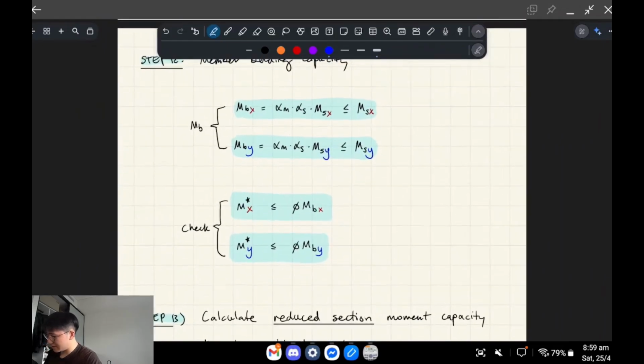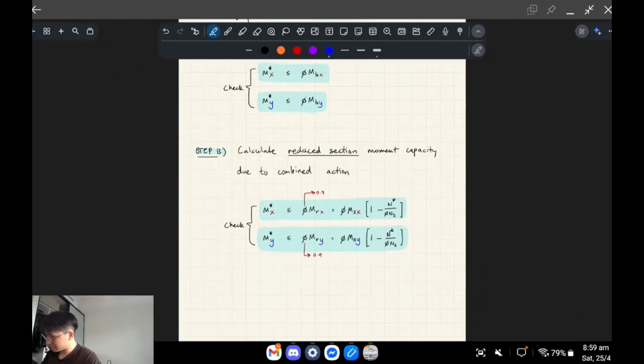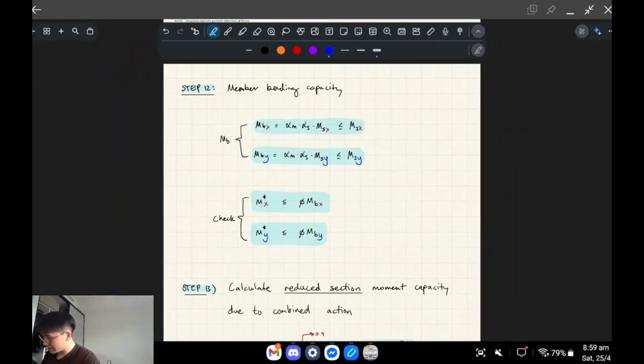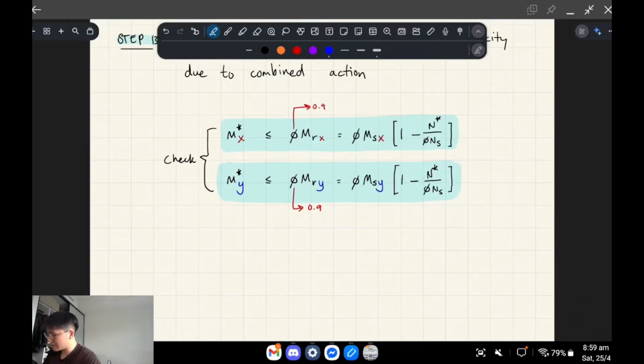Member buckling capacity. Okay, basically we're just checking that the member's not going to break in the amplified bending moment. Alright, so here's where there's new stuff. We basically have to reduce the section capacity due to combined action sometimes. So at this point, we've figured out what M is. M is whatever bending moment you got multiplied by the moment amplification factor.